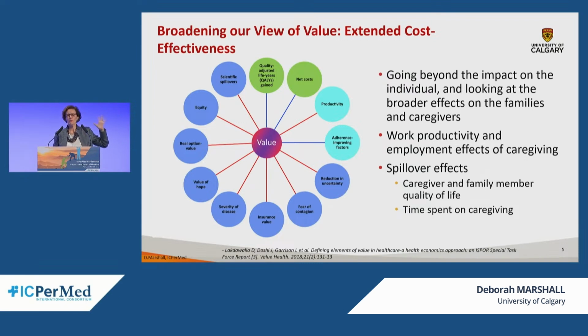And in particular, this is at the International Society for Pharmacoeconomics. This is a framework that was developed recently and gotten a fair bit of attention. But I wanted to draw attention to two points that I'm going to talk about. One is the work productivity aspect, and the other is what we call spillover effects. So how does this affect caregivers and family members?